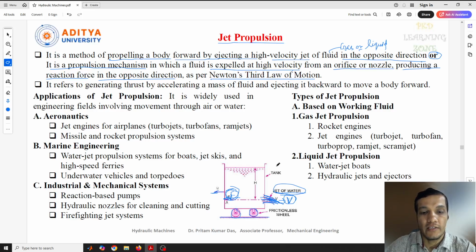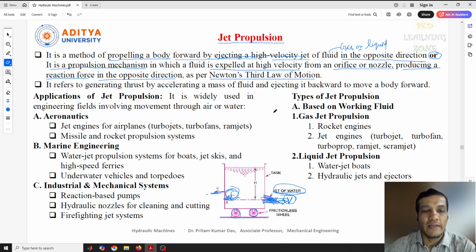This tank started moving in the opposite direction because of this force, and that is by Newton's third law of motion. Newton's third law says that every action has an equal and opposite reaction. So this is the action and this is the reaction. This is called jet propulsion by ejecting a high velocity jet. Suppose this is the velocity of the jet coming out from the tank, then the body will be moved in the opposite direction. So this is the definition of jet propulsion.